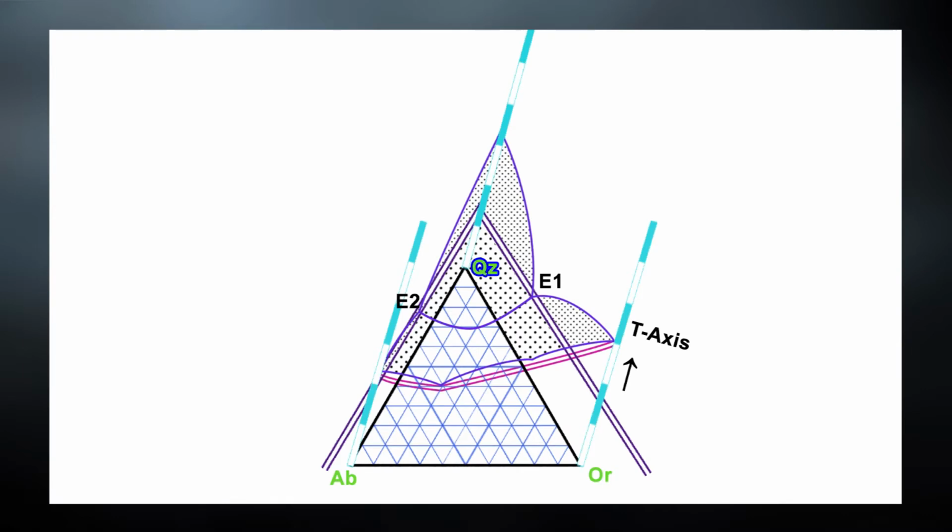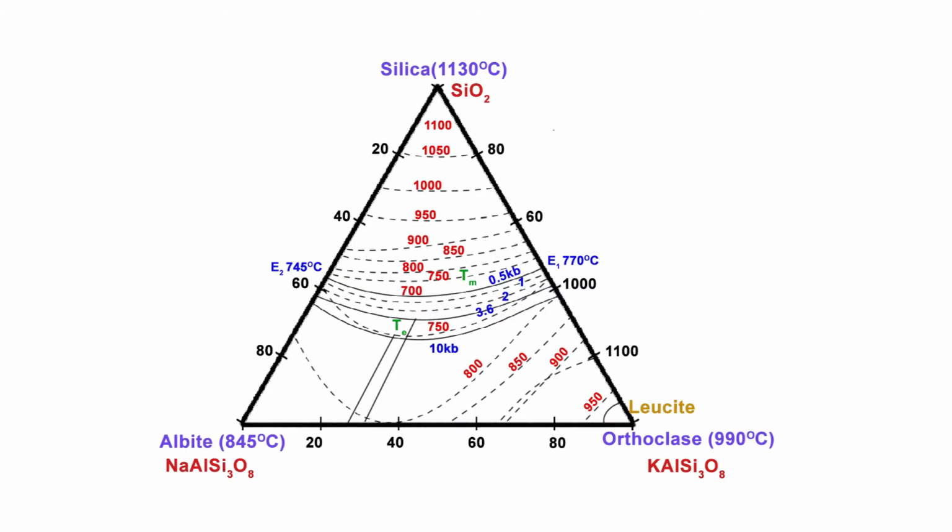They experimented at different water pressures and found that granite melting begins near 650 degrees centigrade. Their results are shown in the phase diagram. In this triangular phase diagram, a eutectic is located between quartz and alkali feldspar, while no eutectic occurs between the two alkali feldspars because of the solid solution between them.